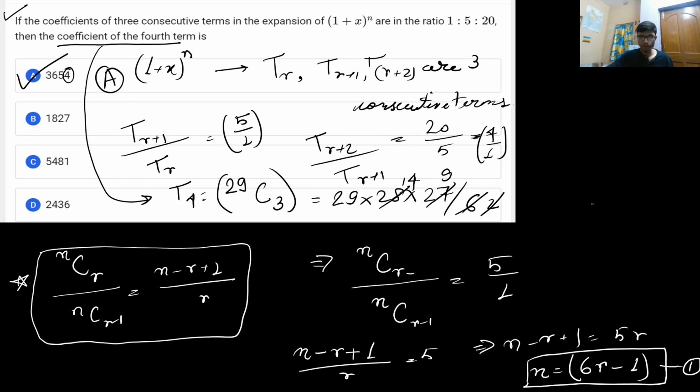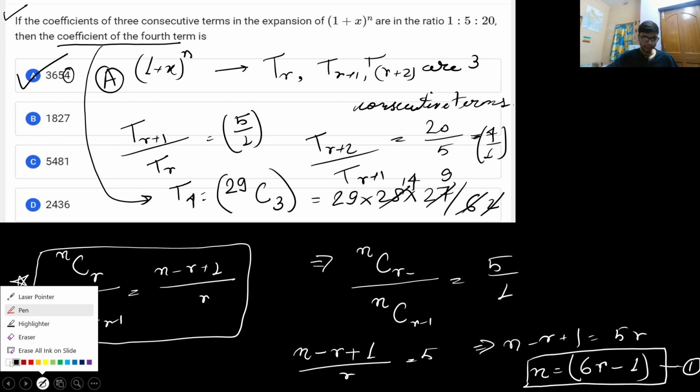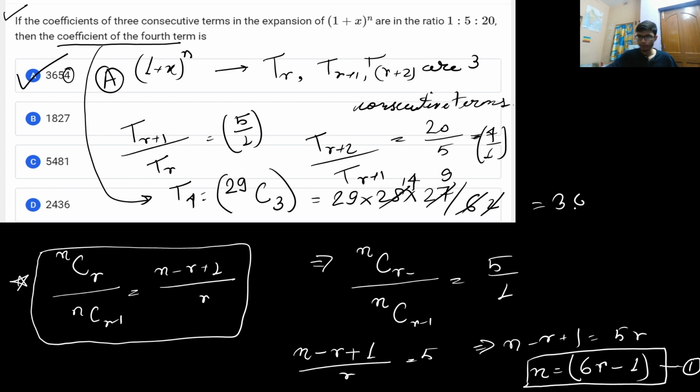So the value is 3654. You can also calculate it on your own and check. The value is 3654. I have done that in my calculator. So from here, the right answer to this particular problem is option number A. I hope this is clear.